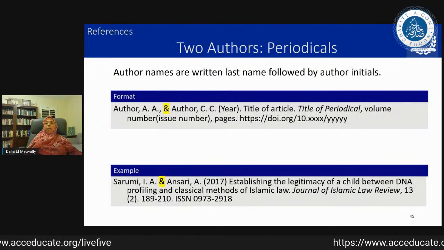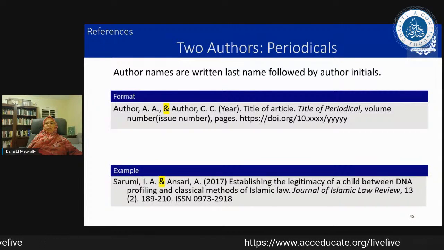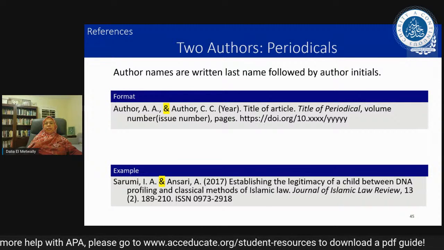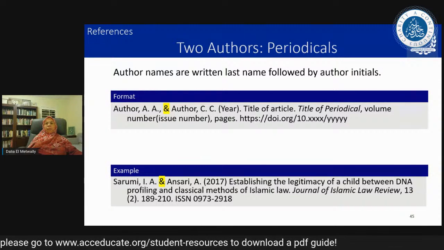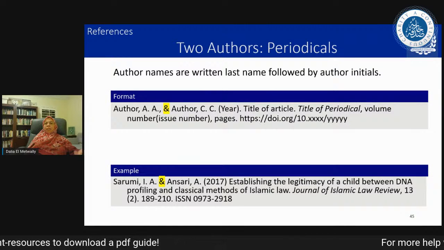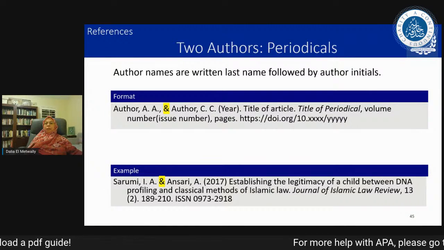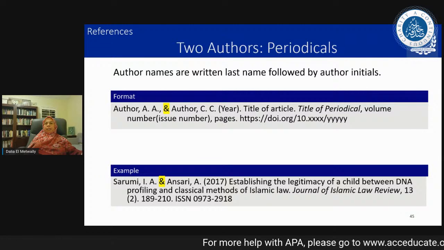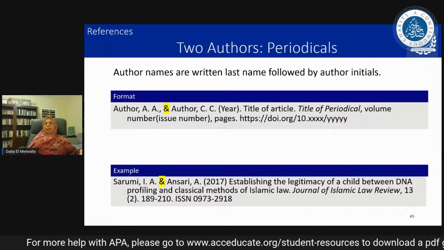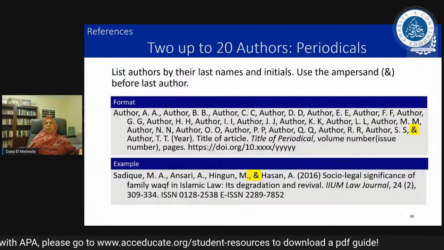Okay, two authors in a periodical. We are going to do the same thing with an ampersand. Everything else stays the same. Sarumi, IA, and Ansari, 2017, establishing the legitimacy of a child between DNA profiling and classical methods of Islamic law. And then the journal is going to be italicized. And then we know the rest of it.